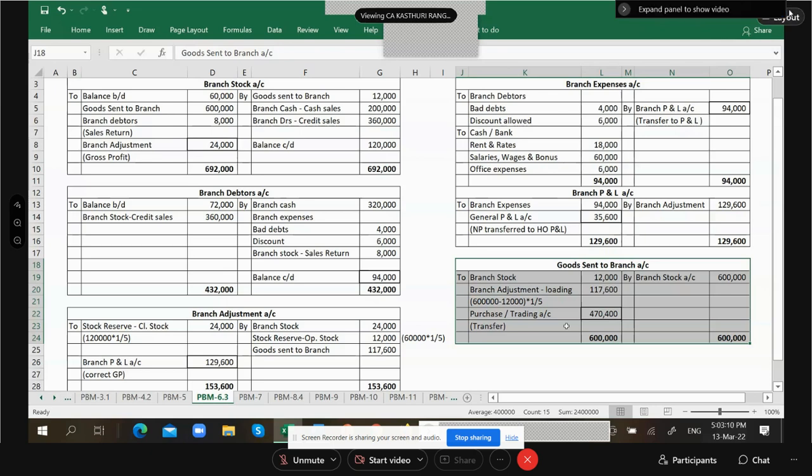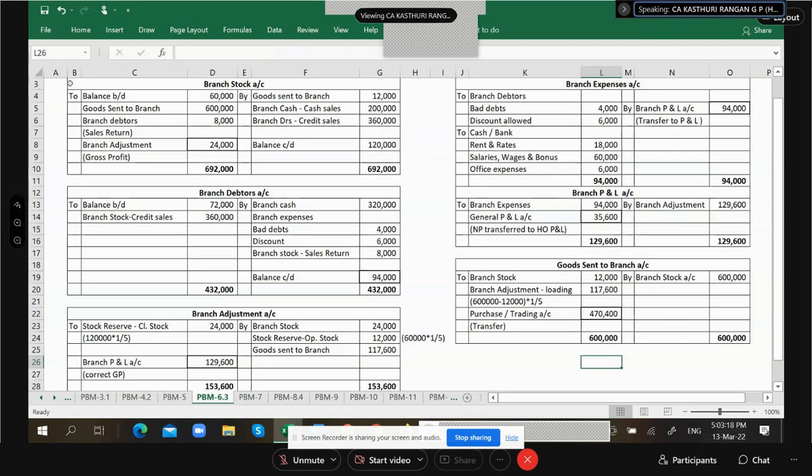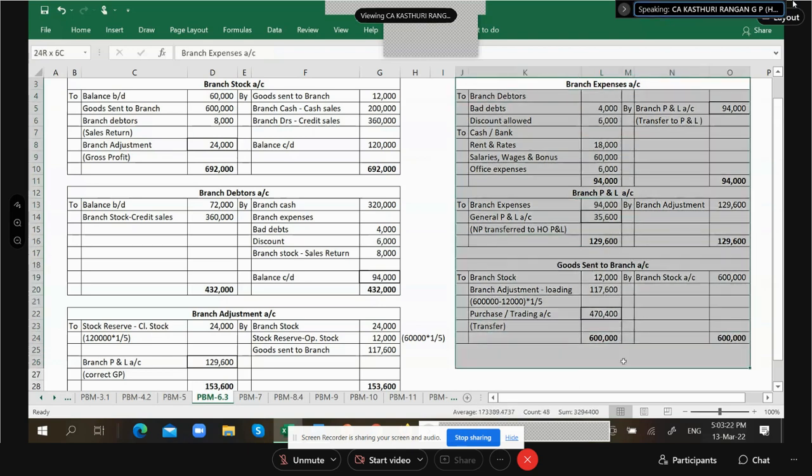Tell me friends, are you clear now? So if you come across a problem on stock and debtors method, I am sure you'll be able to do it much easier now compared to earlier. Is it not?